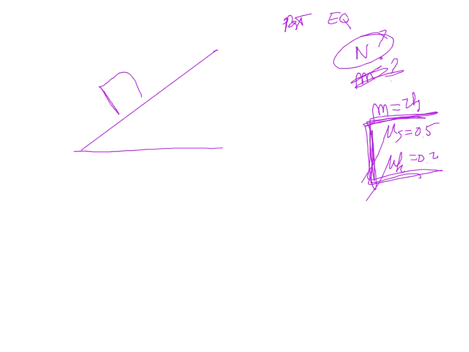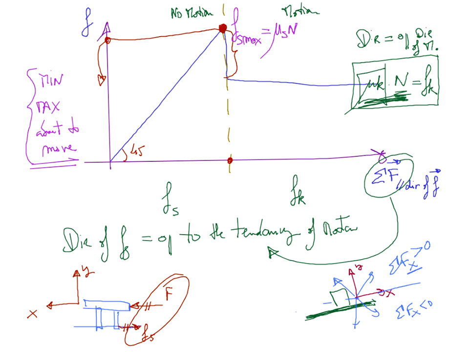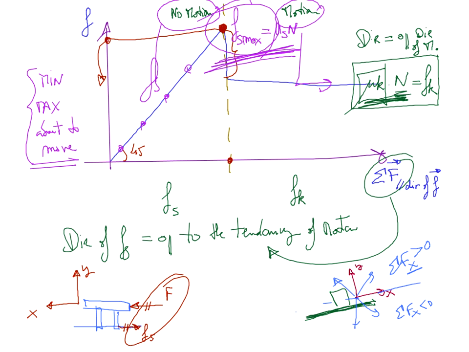Let's go back to the previous board. If we are in motion, we use Fk. If we're not in motion, we use Fs. Next question, is Fs here, here, here, here, or is Fs max? How do we answer, how do we know if Fs is max?